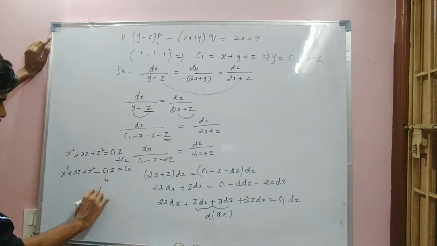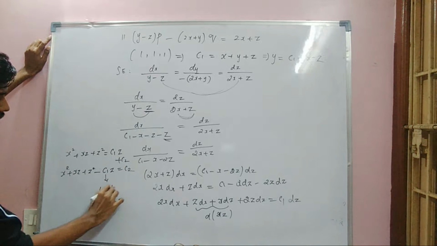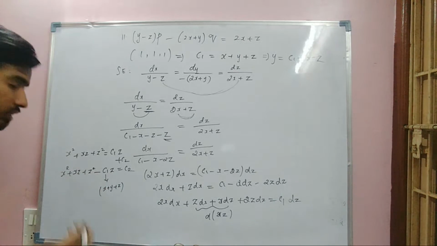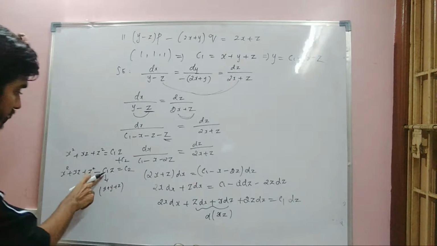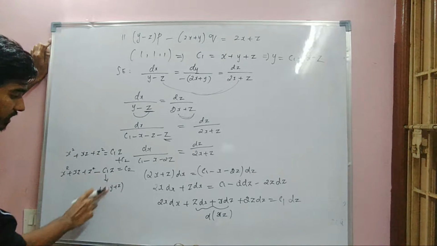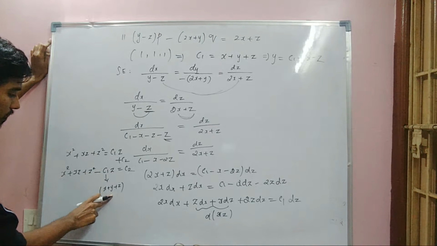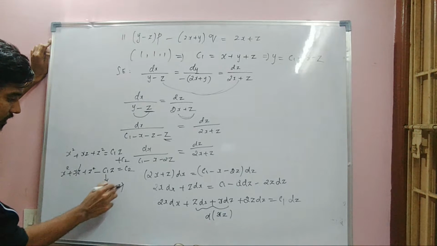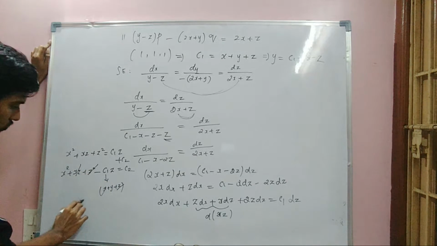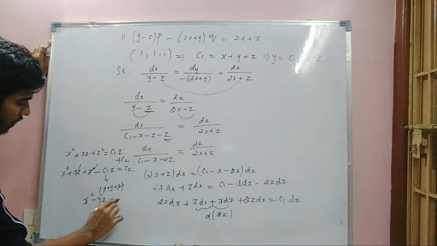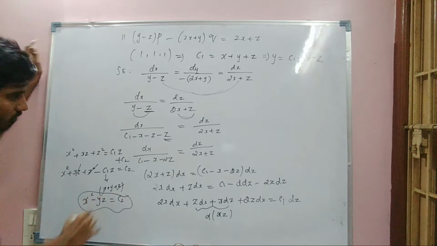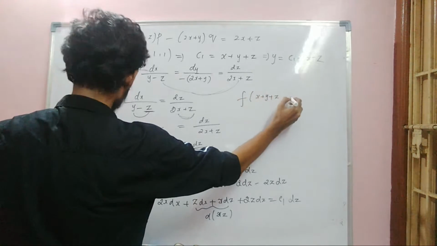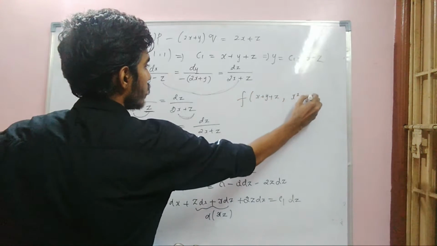Now you replace c1 with x plus y plus z. Then you multiply with z and cancel some terms, and you will get c2, right? So you replace c1 with x plus y plus z, multiply z inside, so we have minus xz, this minus xz and this plus xz will get cancelled, and we have minus z square and this plus z square will get cancelled. So we are left with x square minus yz equal to c2. Therefore the solution is f of x plus y plus z comma x square minus yz.